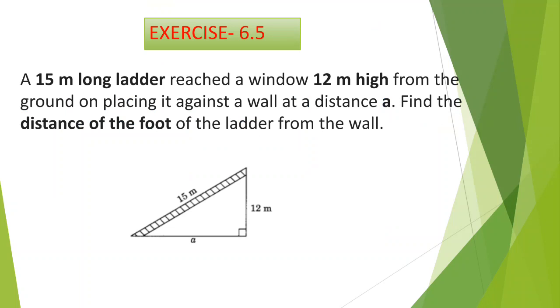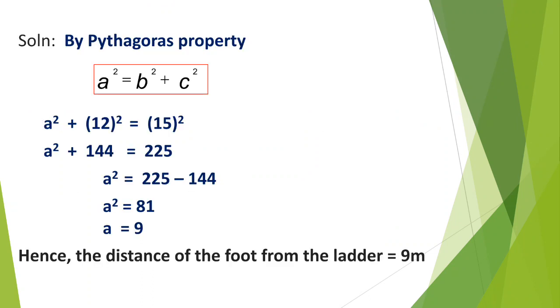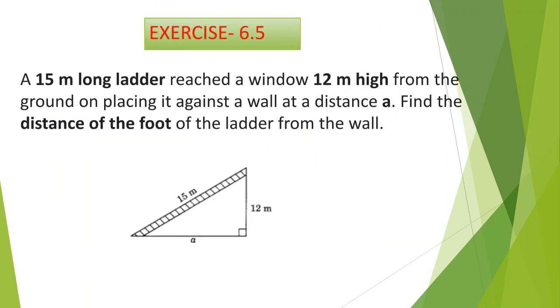Remember the 15-meter length of the ladder. Then from top to bottom of the wall is 12 meters. We have to find the distance between the bottom of the ladder and the bottom of the wall. Using the right angle triangle property, the Pythagoras theorem, we can find it. The longest side is 15 square.